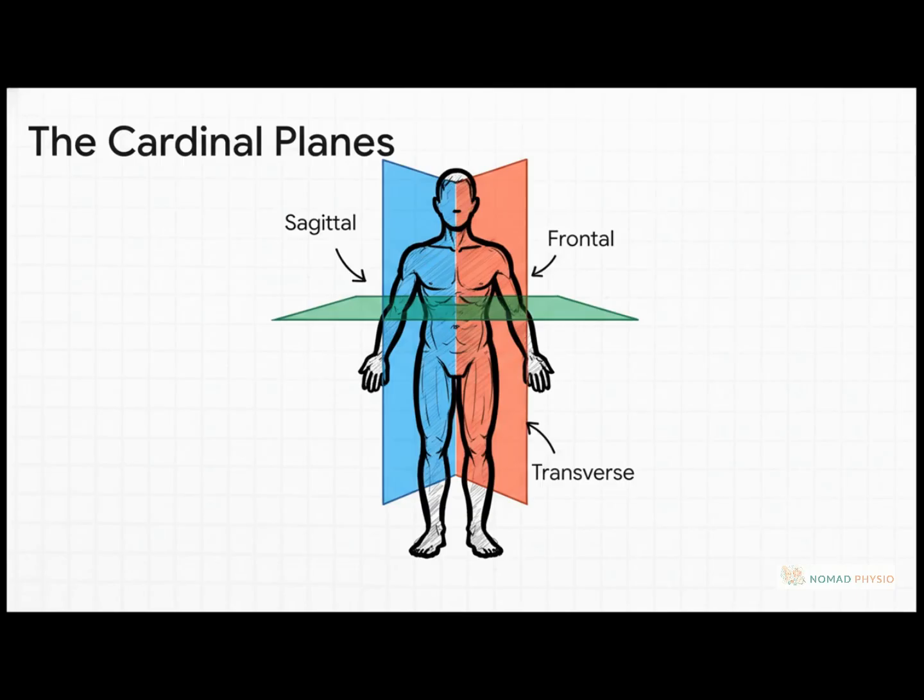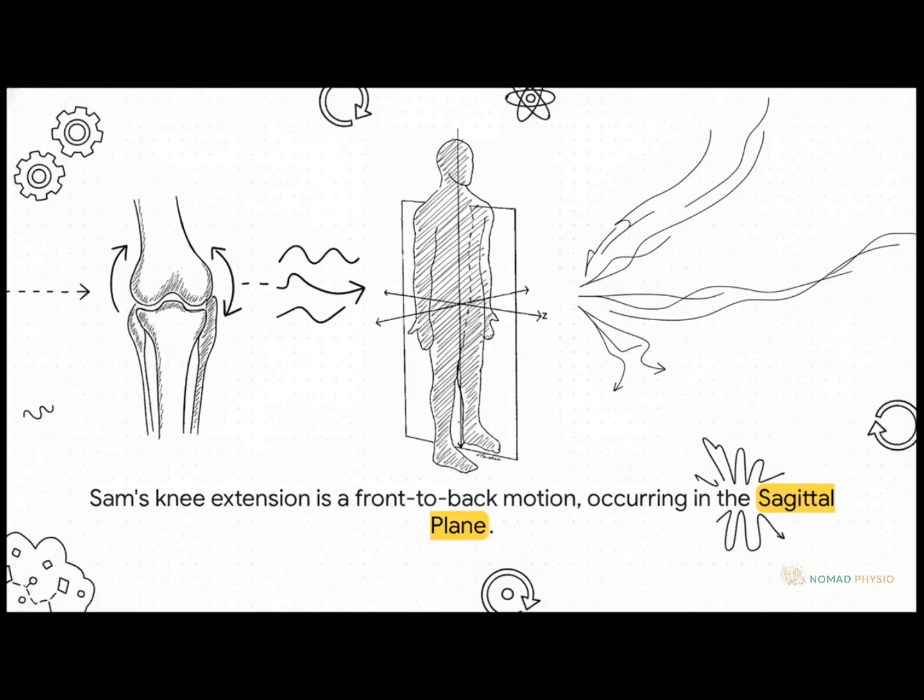And the transverse plane, which is parallel to the ground, is for all your twisting and turning motions. Let's go back to Sam. His knee is bending and straightening, which is a front-to-back motion. That puts his movement squarely in the sagittal plane. So, check it out. We now know the type of motion, rotatory, and its location, the sagittal plane. 2 down, 3 to go.